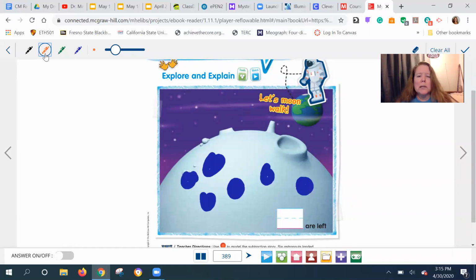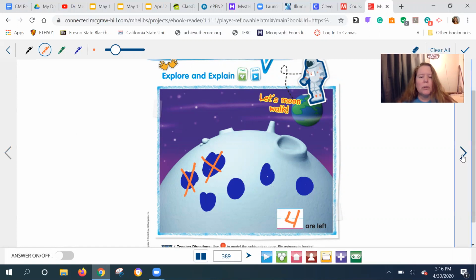So we need to take off 2. I'm going to do that with my X, like it says in the directions. Then we're supposed to write in the box how many are left. I keep thinking in my head 6, but I knew we had some to take away. So that can't be 6 anymore. Let's see. 1, 2, 3, 4. Okay, so 4 are left. I'm going to write my 4 in my box.